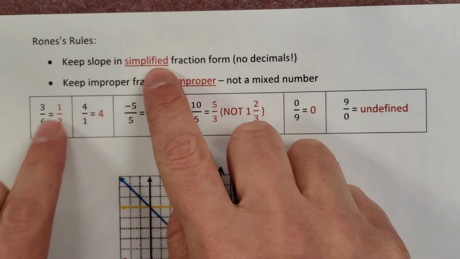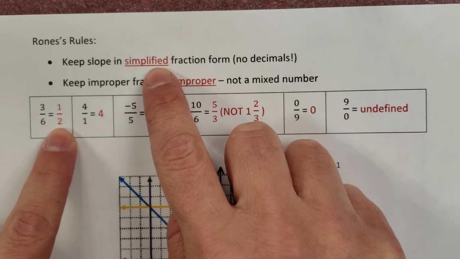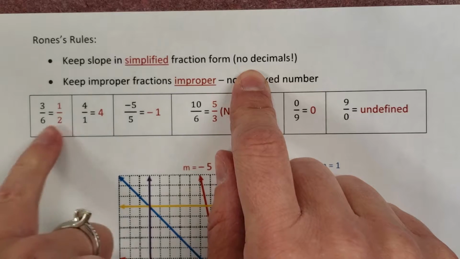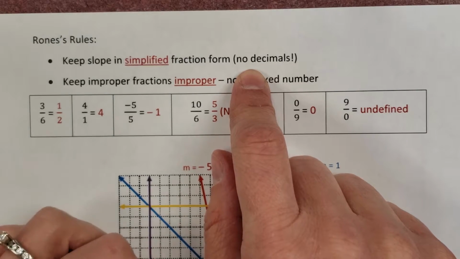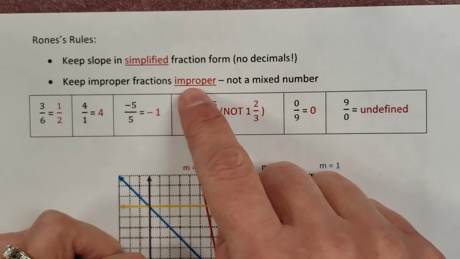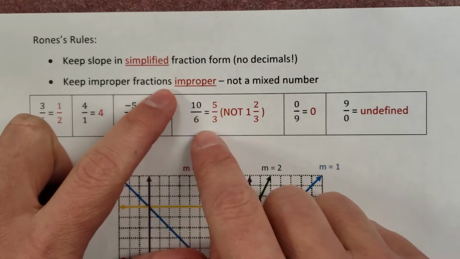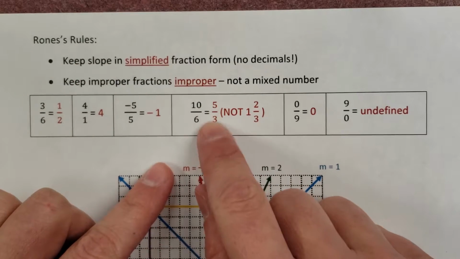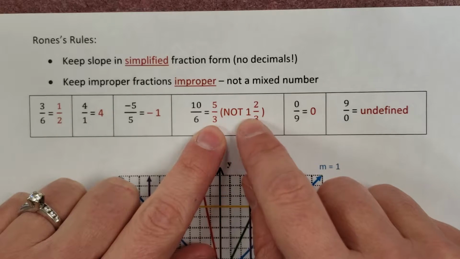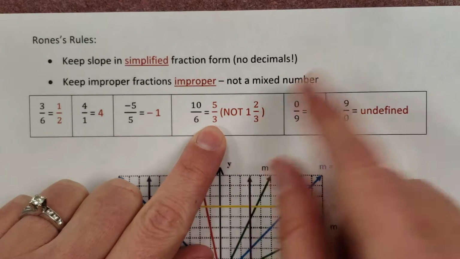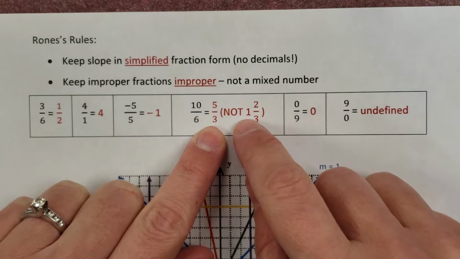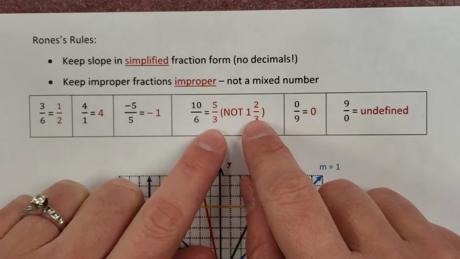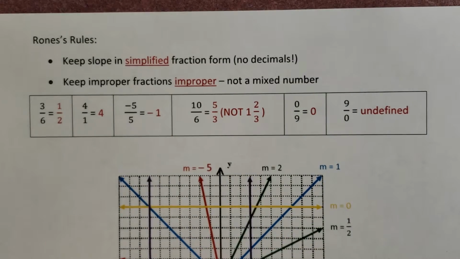Keep your slope in a simplified form. So if you have 3/6, please simplify that down to 1/2. Do not use decimals. When we use slope for graphing, decimals won't help you. Also, keep the improper fractions improper. So for example, if I have 10 over 6, that can be simplified, like what we said in the previous rule, down to 5 over 3, but don't turn it into 1 2/3. Again, when we go to graph this, which you haven't done yet, so some of these rules are kind of confusing because you don't have a lot of context for them. But when you go to graph it, this won't help you. This will. So don't turn it into a mixed number.